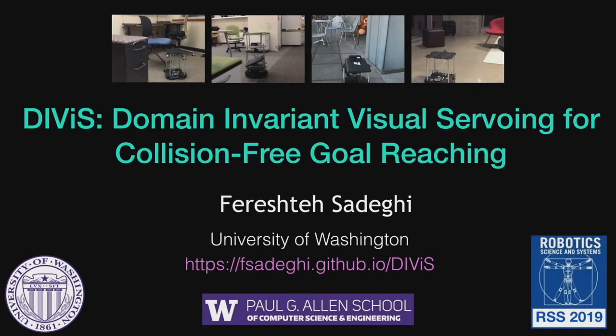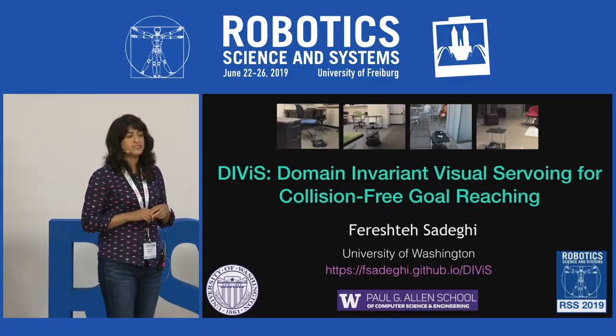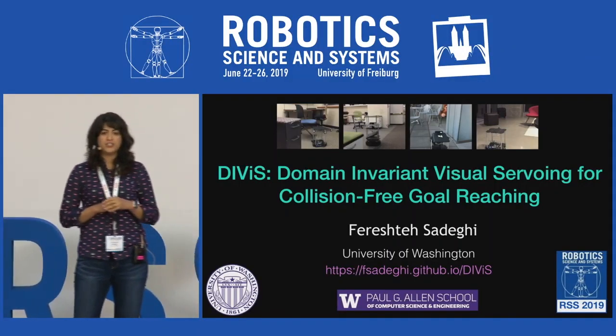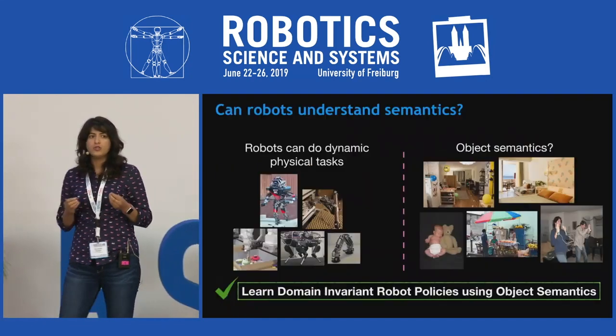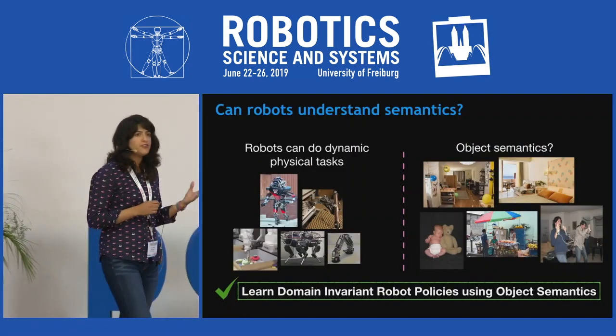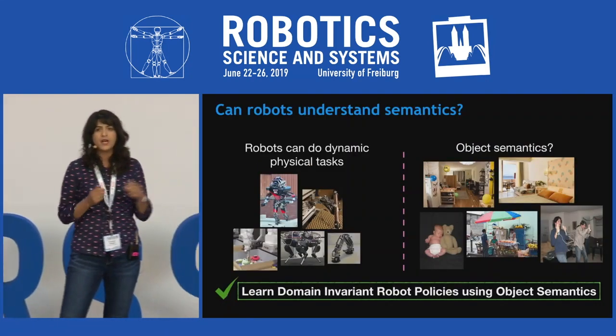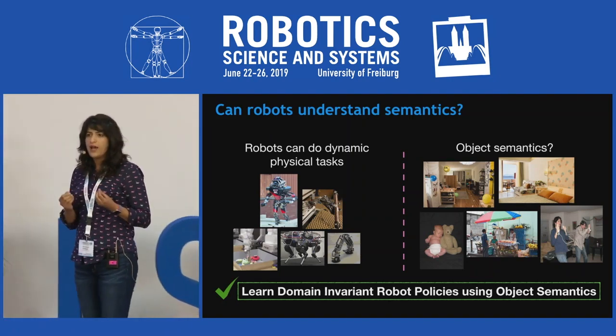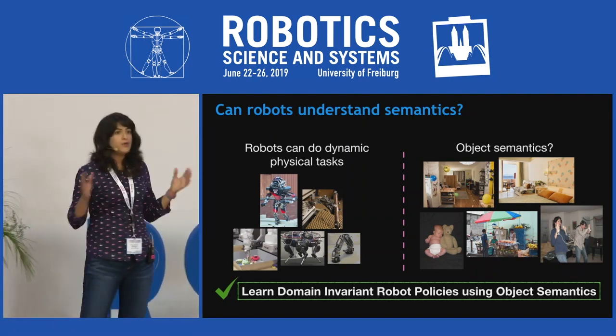Hello everyone, my name is Fereshteh Sadeghi, and today I'm going to talk about domain invariant and semantic-aware robot policies for the context of visual navigation. Robots are good at doing physical tasks. However, humans interact with the world heavily with semantic objects. So can robots also understand semantics, and would that help them become domain invariant?